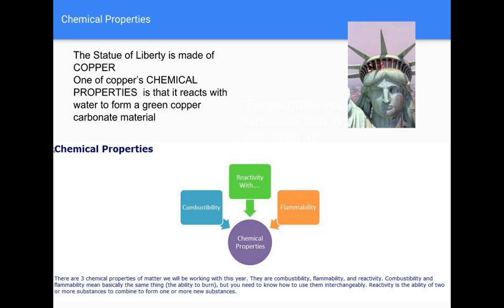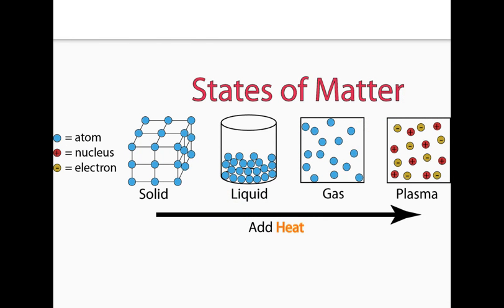So chemical properties describe how something undergoes a chemical reaction. So for example, is it flammable? Does it react with certain things? Like for example, copper reacting with water. Is it combustible? That means, is it going to create an exothermic reaction?